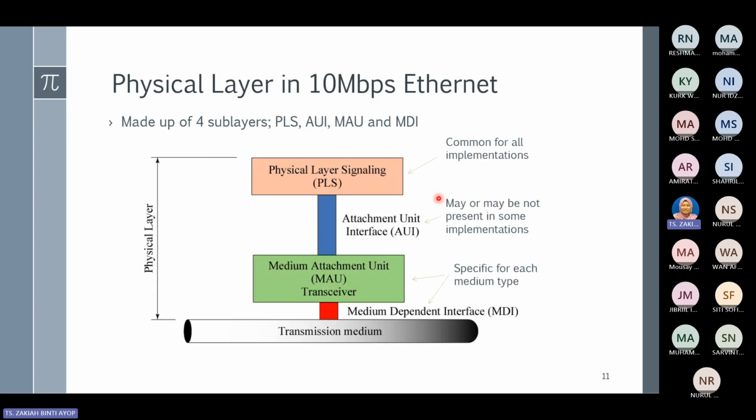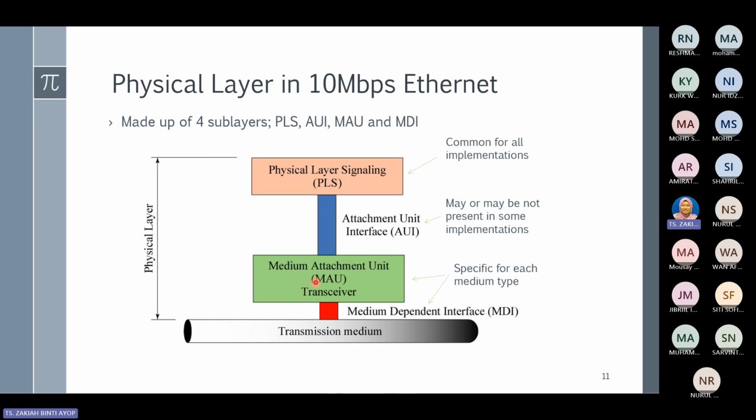The physical layer in 10 megabit per second Ethernet is made up of 4 sublayers: PLS, AUI, MAU, and MDI. The physical layer signaling is common for all implementations. Then the attachment unit interface, or AUI, may or may not be present in some implementations.